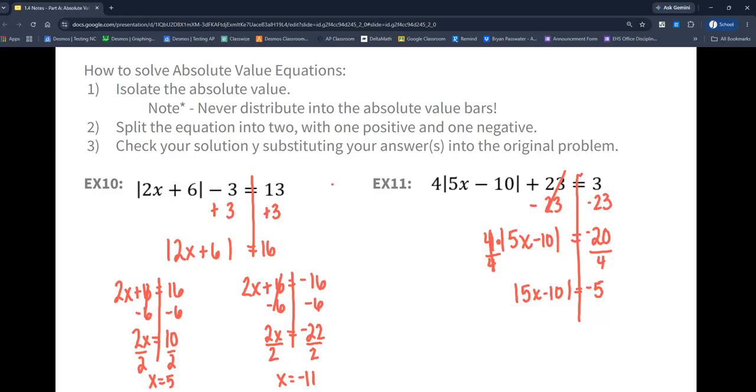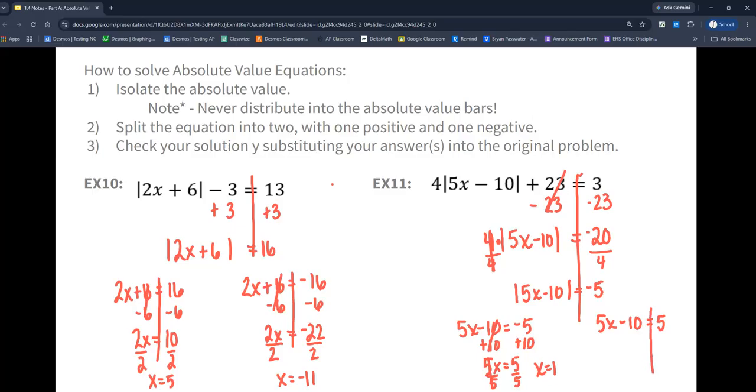Tell me what you did. Before I add 10, well, I got to make two equations, right? So I'll have 5x minus 10 equals -5, and 5x minus 10 equals +5. Okay? So then Austin is telling me to add 10, which is going to give me 5x equals 5, and then divide by 5, and I'm getting x equals 1. Okay, good.